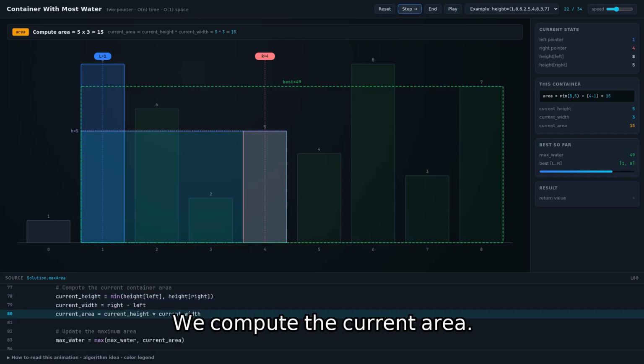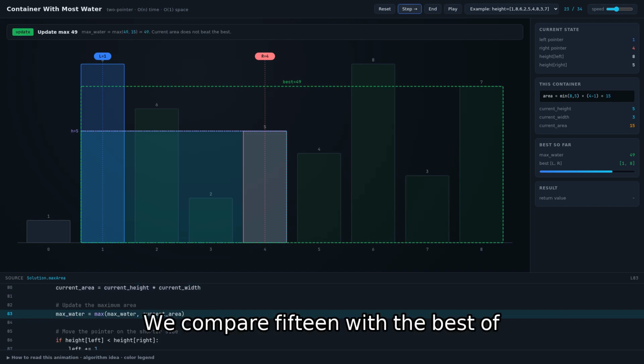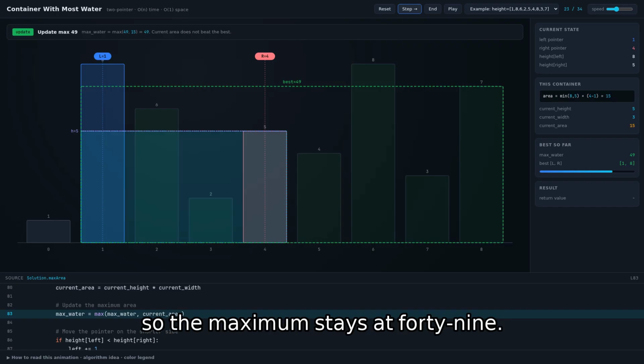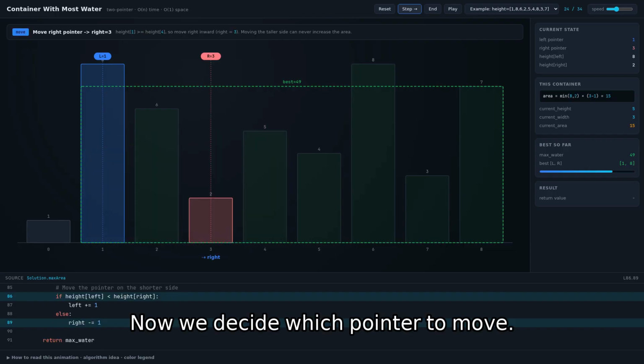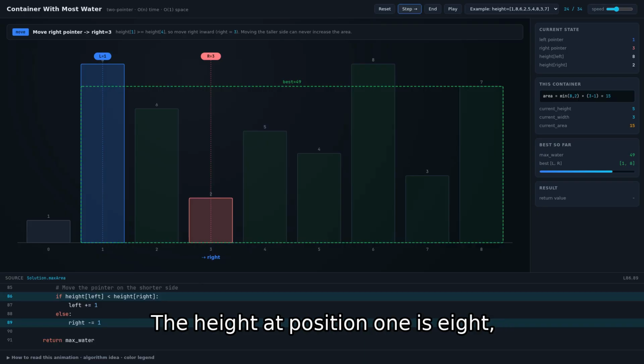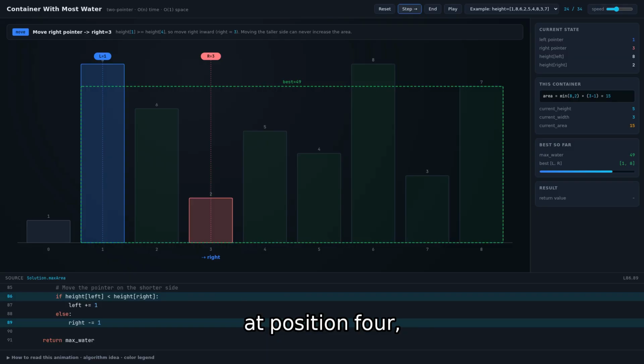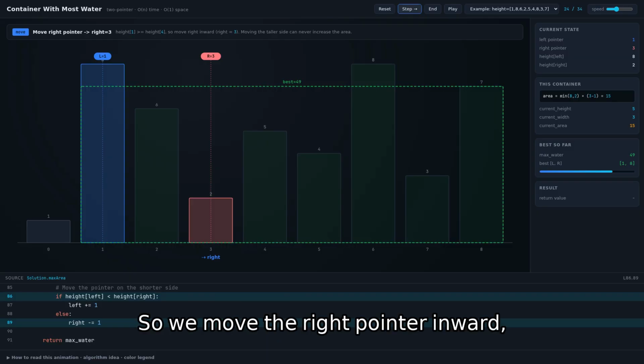We compute the current area. 5 times 3 gives 15. We compare 15 with the best of 49. 15 does not beat it, so the maximum stays at 49. Now we decide which pointer to move. The height at position 1 is 8, which is greater than or equal to the height at position 4, 5. So we move the right pointer inward from position 4 to position 3.